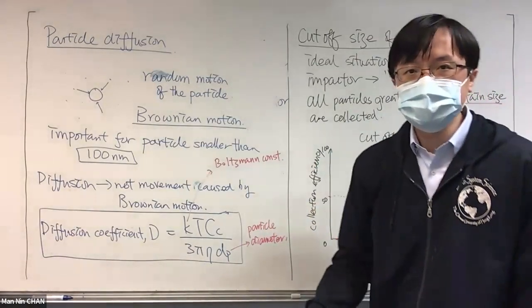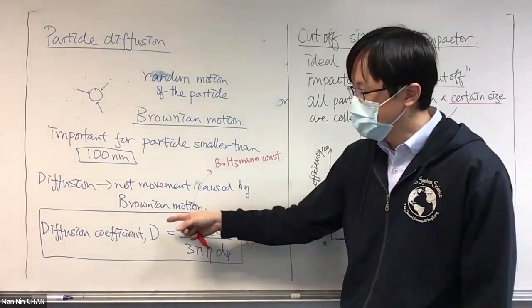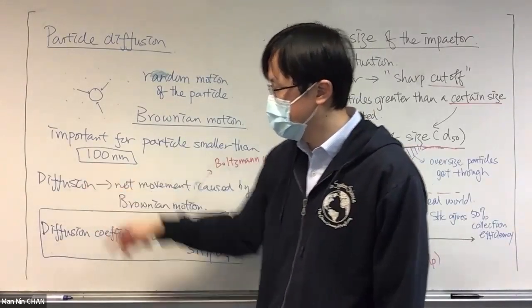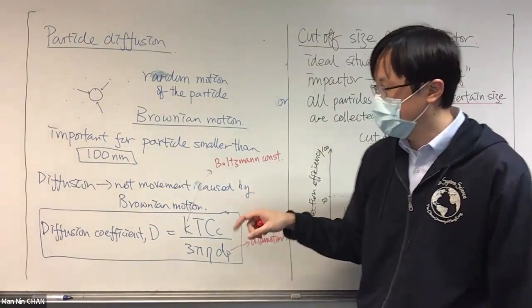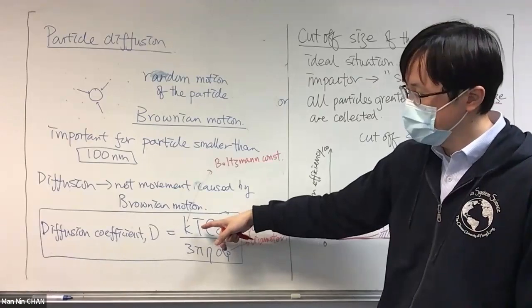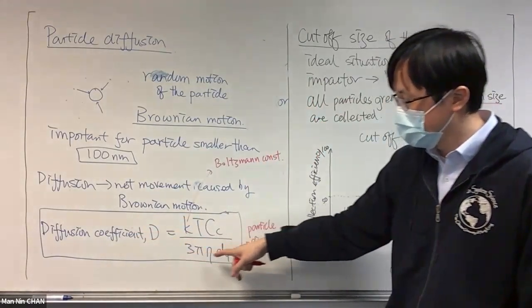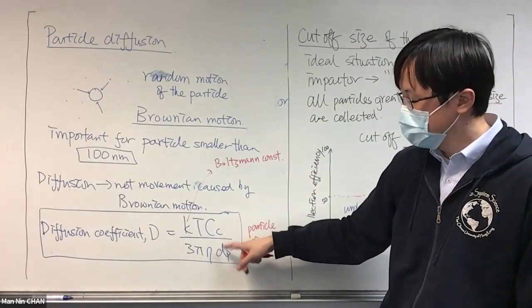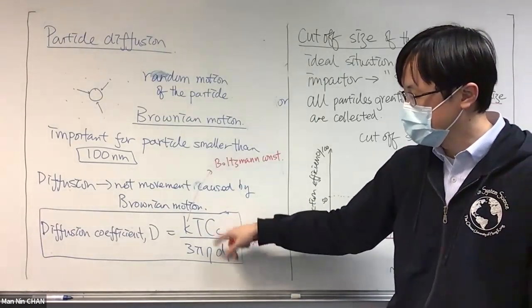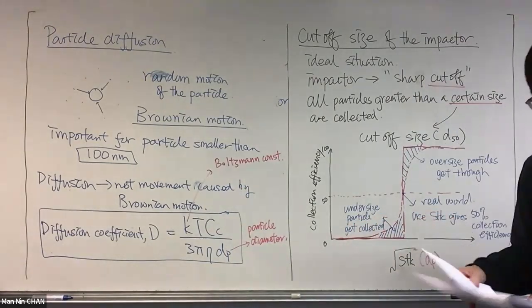Of course, I think this equation intuitively makes sense to you. Remember, this diffusion coefficient describes the net movement caused by the Brownian motion, or the diffusion. If you have a higher temperature, you have more diffusion, more energy, and a larger diffusion coefficient. And if you have a smaller particle, you also have a larger diffusion coefficient. So intuitively, this makes sense to you.